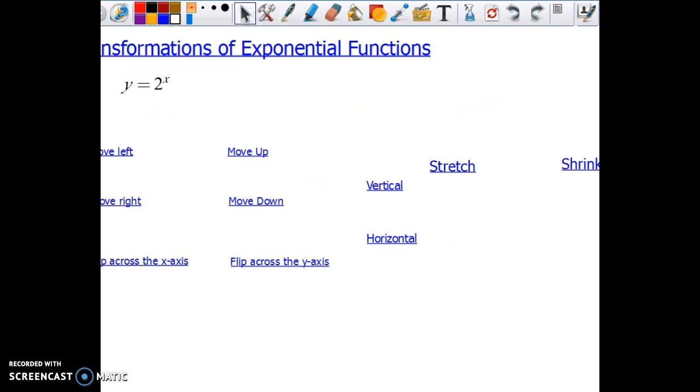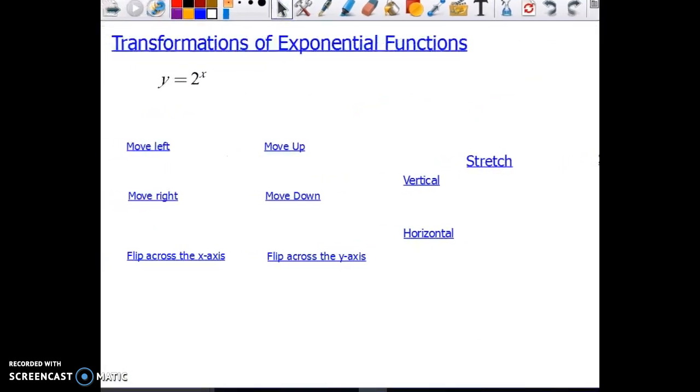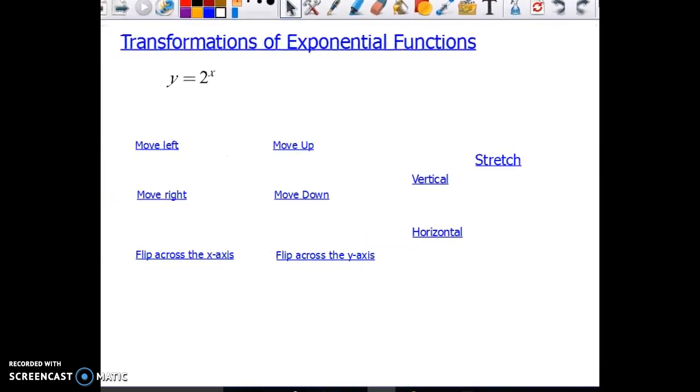All right, so let's talk about transformations because this is something we constantly are working on, and hopefully you're seeing that the rules are always the same. They never change. So I just want to show you what each one would look like really quickly. If you want to move something left, all you have to do is add inside of the function. So if I want to move it to the left 3, it would look like this. If I want to move it to the right, I would just subtract.